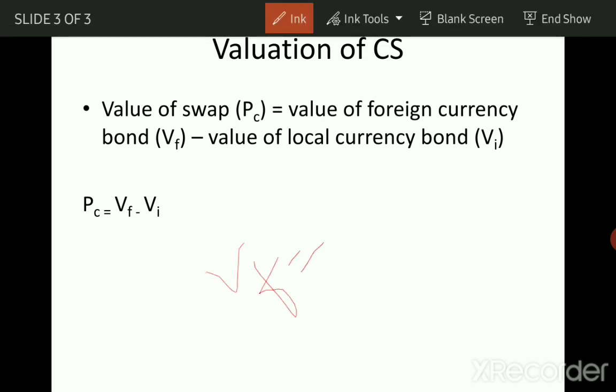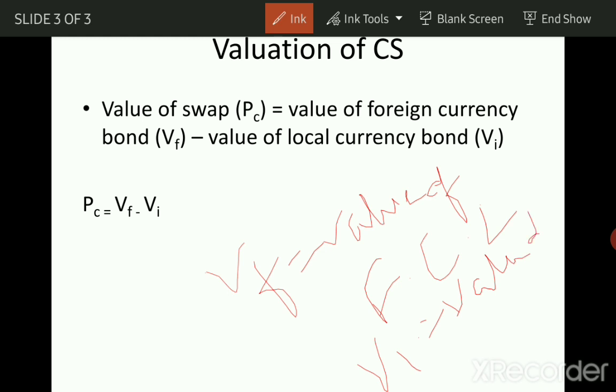VF is equal to the value of foreign currency loan, and VI means the value of home currency, okay, loan or local currency loan. This is how we calculate the value of currency swap. So I hope you have understood how you calculate the value of swaps. That's it.